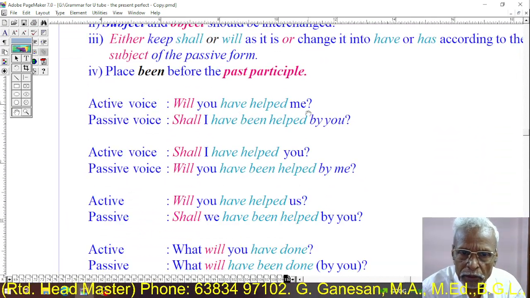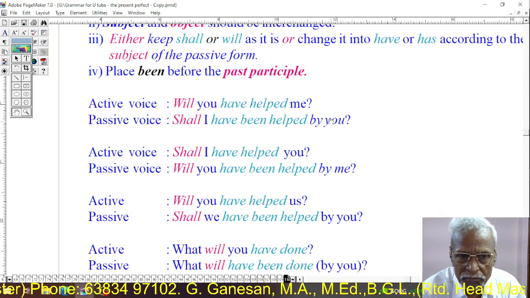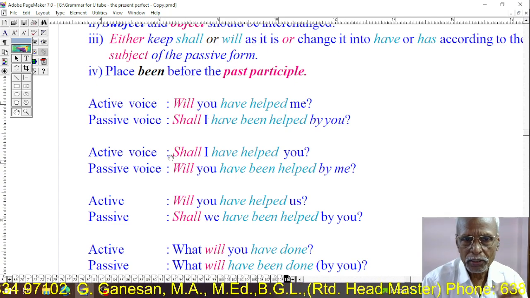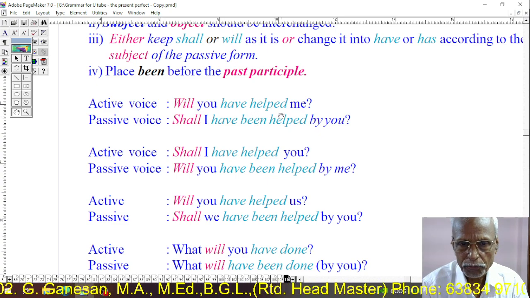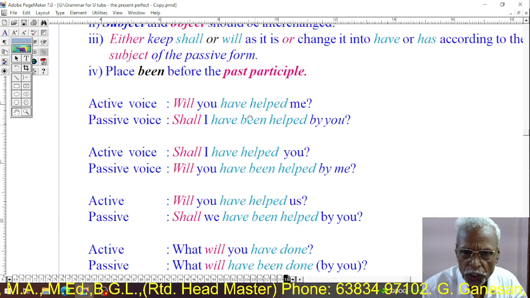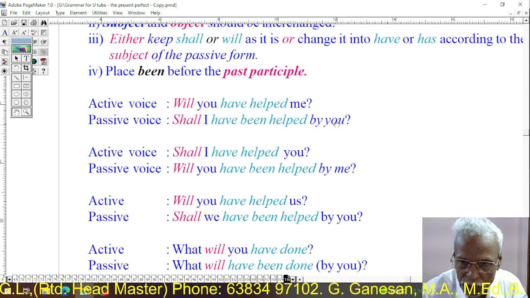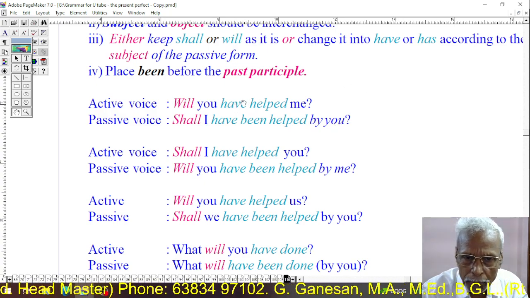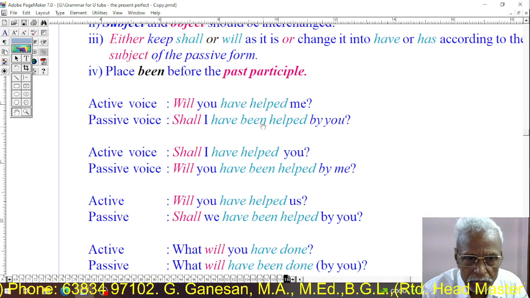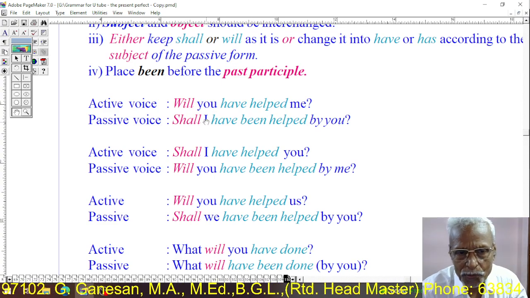Will you have kept me? I, subject; you, object. Will you? I shall. That's all. Then have helped, have been helped. Before the past participle, place been. That's all. Things are over. See, change the object into subject. Change the subject into object. Then place been before the past participle. And keeping will or shall depends upon the subject of the passive verb.